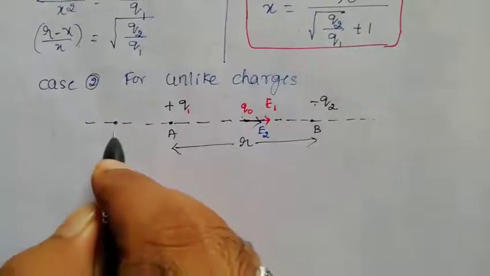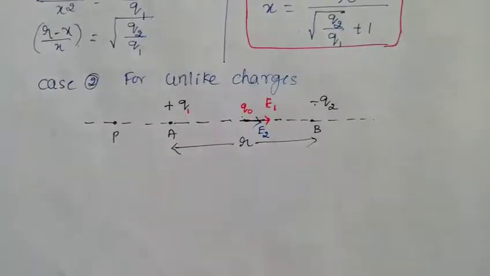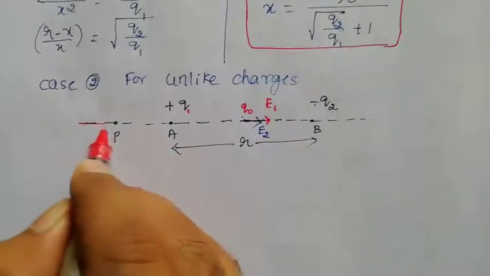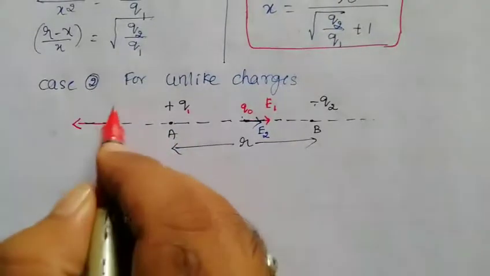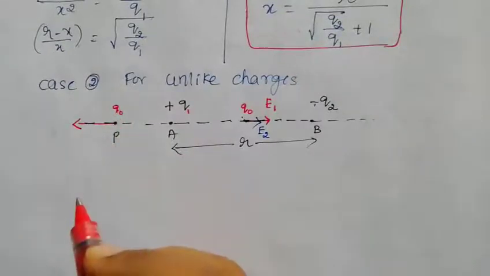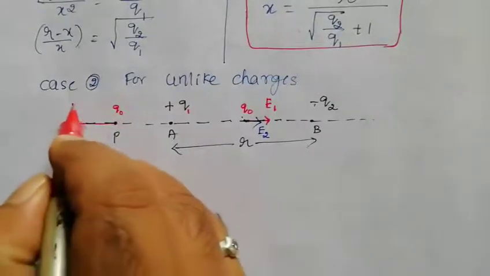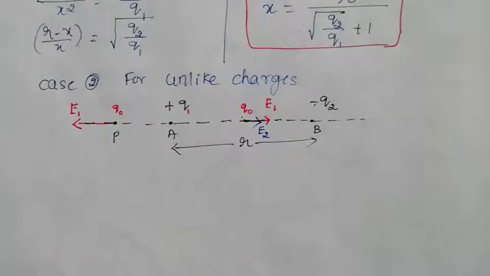Point P is here now. Look at the electric field due to the positive charge. In what direction? In this direction, because we need to consider a positive test charge Q0. That is the electric field due to the first charge, E1.